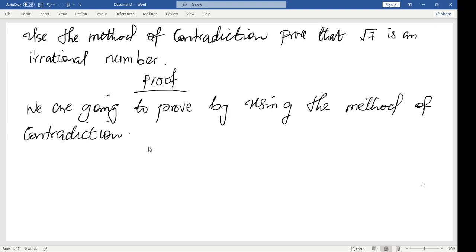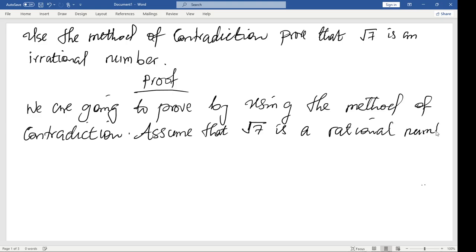Okay, so now this method of contradiction involves us making an assumption where we assume to say that the root of 7 is a rational number. So we say we assume that the root of 7 is a rational number here. So after making this assumption here, we equate it to the form of a rational number.